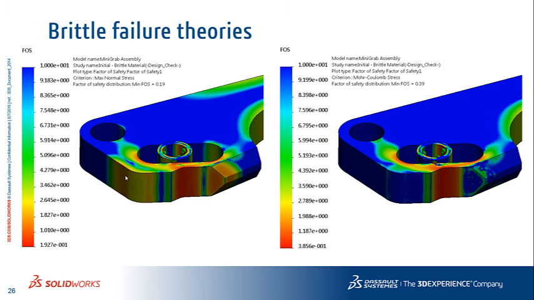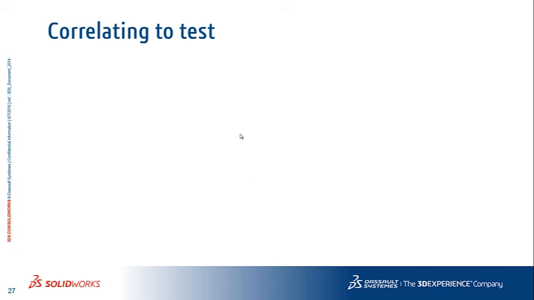So let's kind of summarize what we've done here. Again, brittle failure theories. Here's our factor of safety. When these plots were generated, you can see it's not just plotting the factor of safety in the finger, right? It's plotting it in all the bodies. For Mohr column, it actually looks like the minimum factor of safety is in that finger, but for the maximum normal stress, definitely not. It's in this center cylinder where the force is being applied. So again, be aware, right? If you're only interested in results in that finger, plot the results only in that finger.